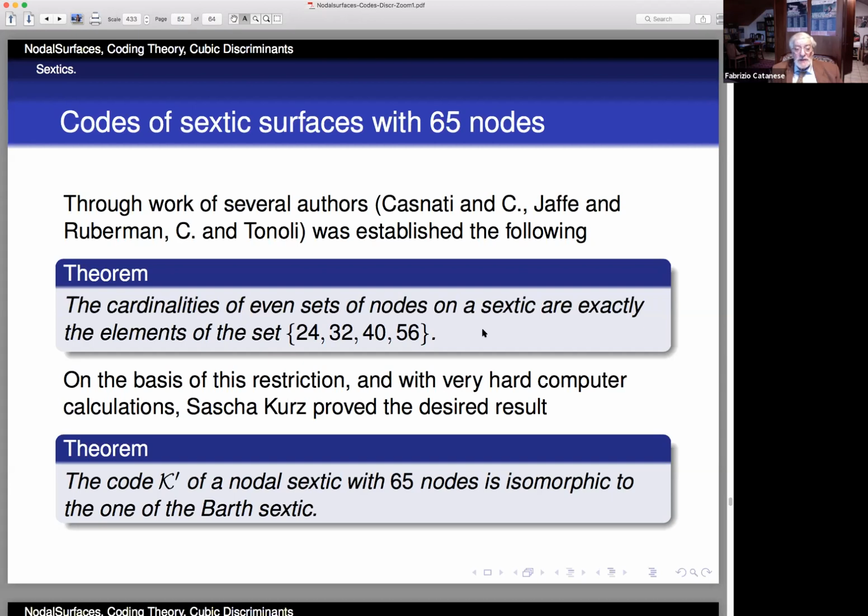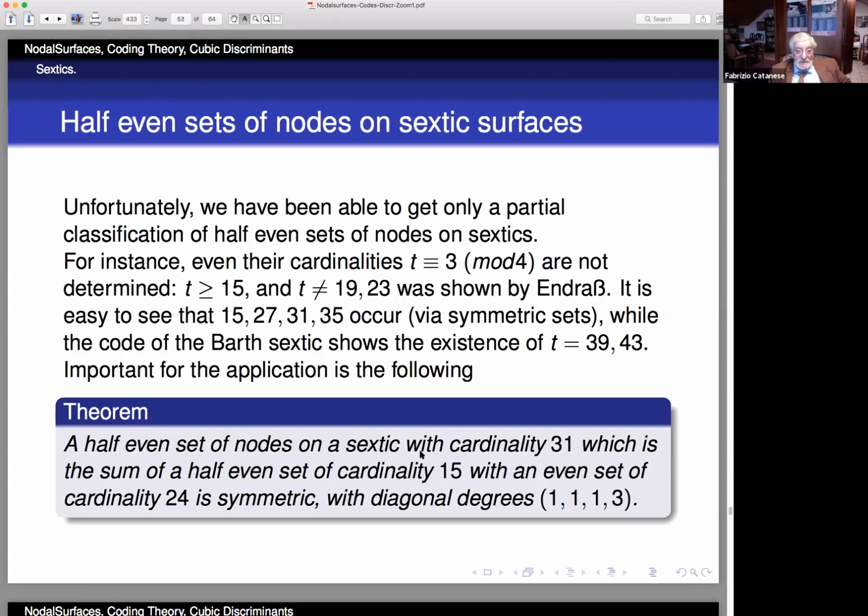With this information, and with about 1 year of computer time, Sasha Kurz in Bayreuth was able to prove that the extended code of a nodal sextic with 65 nodes is isomorphic to the one of the Barth sextic. So this is really a brute force theorem, but it is somehow what we were hoping to show: if 65 nodes, then the code is the one of the Barth sextics.